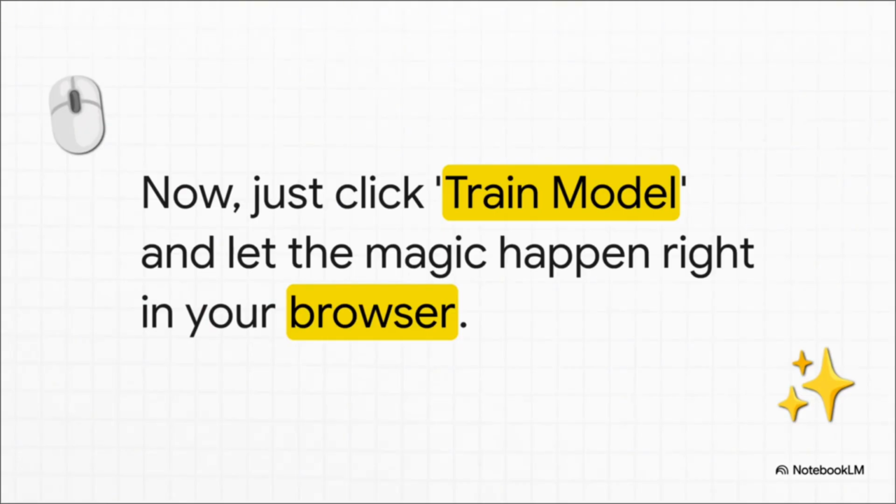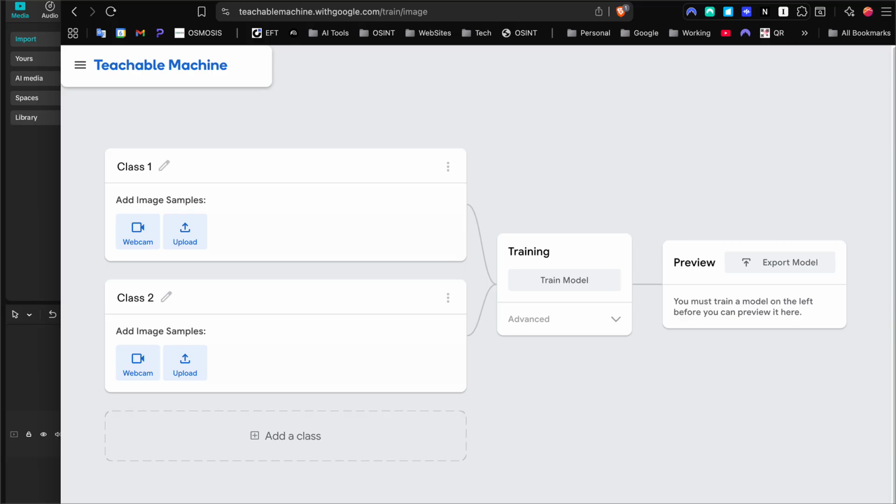So once you've given it all your examples, and this could be pictures from your webcam, sounds from your mic, whatever, you literally just click one button. That's it. Train model. The tool does all the complicated stuff right there in your web browser. No servers, no crazy setup, it's just one click.